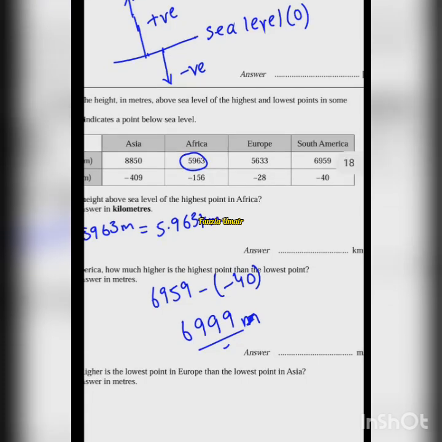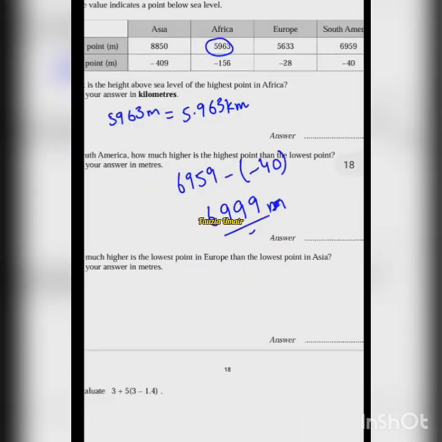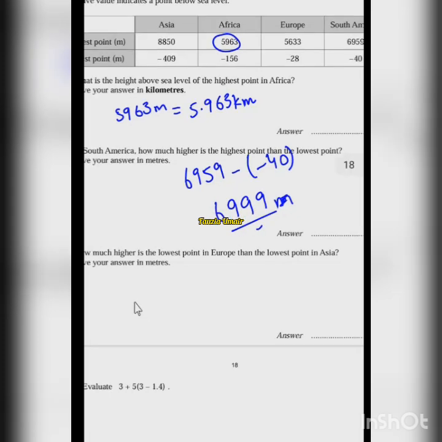All right. So the next question is, how much higher is the lowest point in Europe than the lowest point in Asia? So the lowest point in Europe is -28 and the lowest point in Asia is -409. So which number will come first? The bigger number, -28, will come first. And -409, how much does it come to? 381. Yes. So that is your answer. Okay?